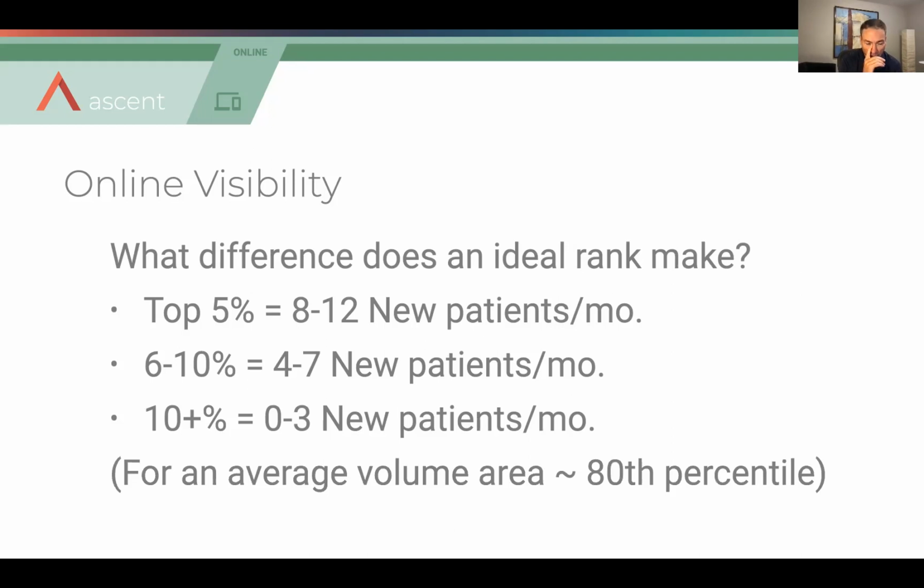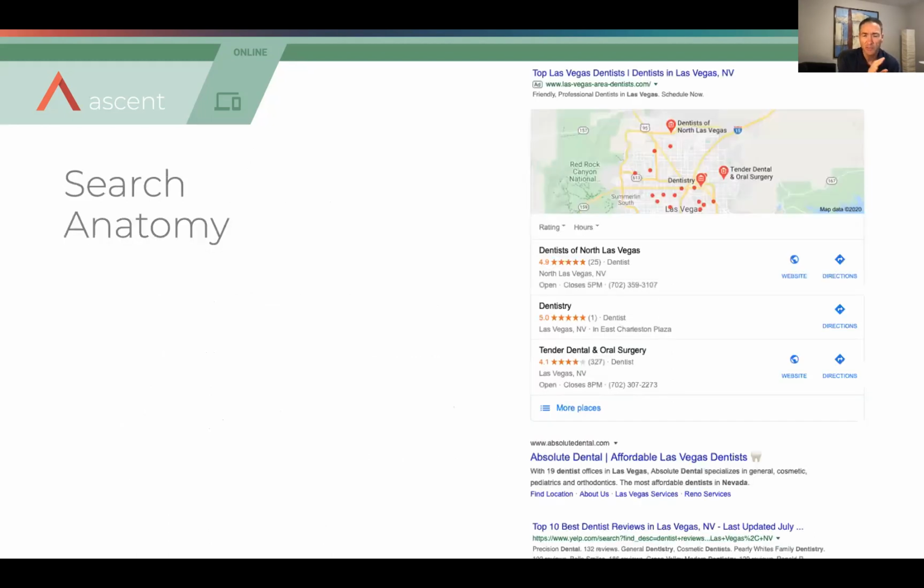And I mentioned earlier, this is for an average volume area, a practice that comes up in the 80th percentile. And I'll show you why that's average in a minute. You might think, well, wouldn't 50th be average? But we'll talk about that later as to what 80th percentile means. So before we do that, let's first just make sure we're on the same page.